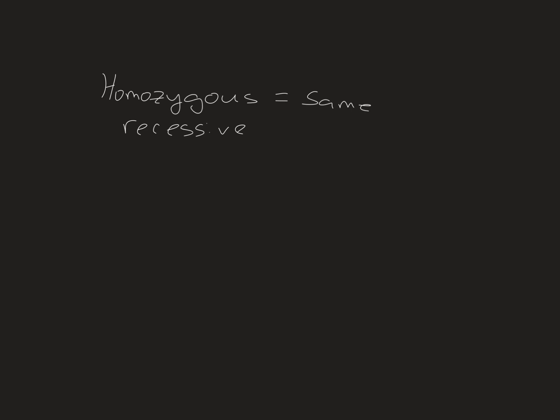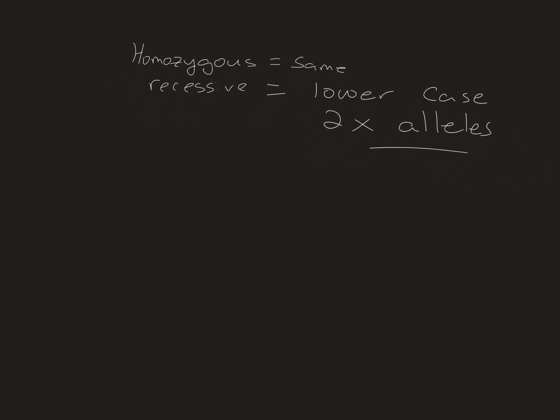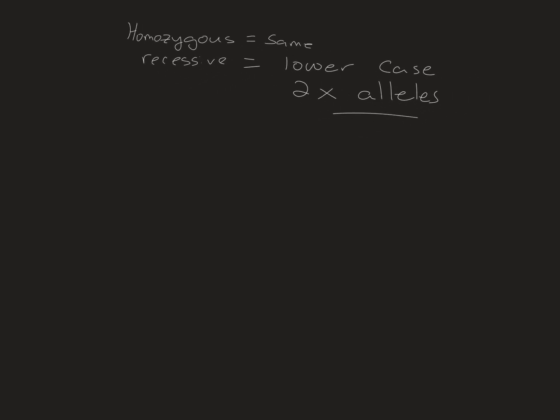Correct? So usually that means lowercase. And it means you need 2 times the alleles to see it. So you need 2 copies of it to see it. So if something shows a recessive trait, it's homozygous, correct? Yeah. All right, because if it's showing the recessive trait, it's homozygous.